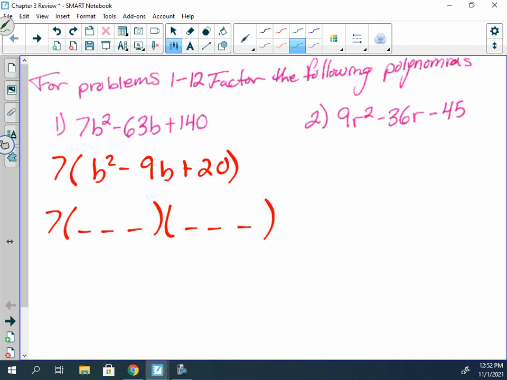After this, we want to find the signs inside of each of the parentheses. To find the sign, we look at the third term. If the third term is positive, then the signs are the same and they match the sign of the middle term. If the third term is negative, our signs are opposite. Here the third term is positive, so our signs will be the same and match the sign of the middle term, so they are both negative.